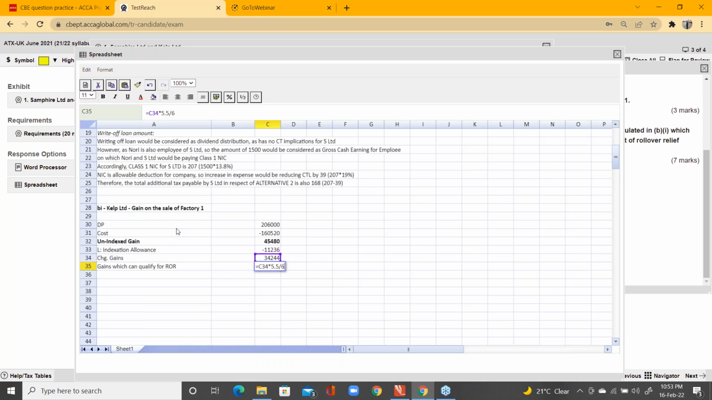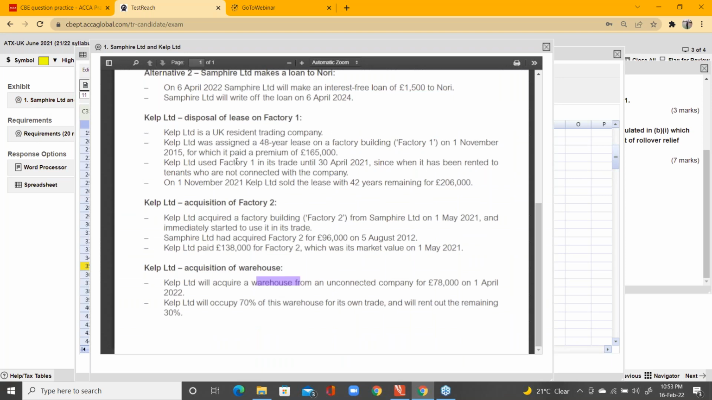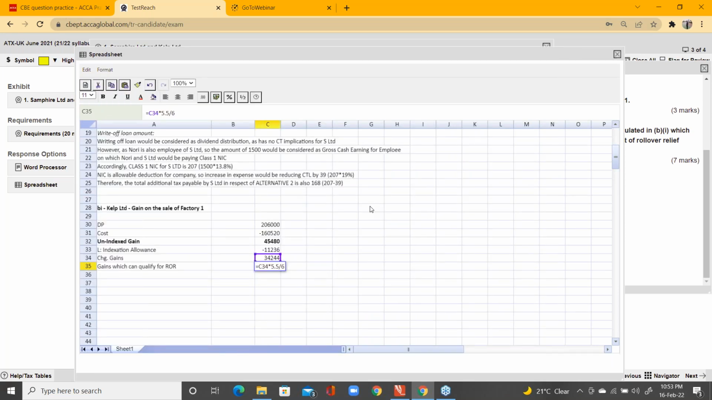It means the company owned this asset for 6 years in fact, and during that time the company rented it out to tenants from 30th April 21 until the disposal date, 1st November 21. So it is a time period of 6 months. It means that if 6 months are rented out, the asset was used for 5.5 years in business activities out of a total of 6 years. So the max rollover relief that can be claimed here is 31,390. That is, 31,390 can qualify.